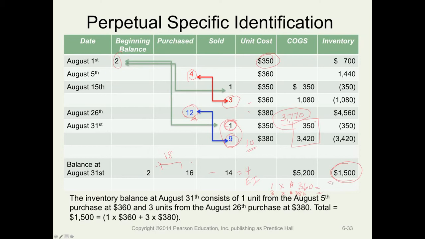So the ending inventory is going to be equal to, now we know the number's right here at 1,005, but to verify it, it's 1 unit at $360, and it is 3 units at $380, or $1,140. So the ending inventory under specific identification is 1,500.